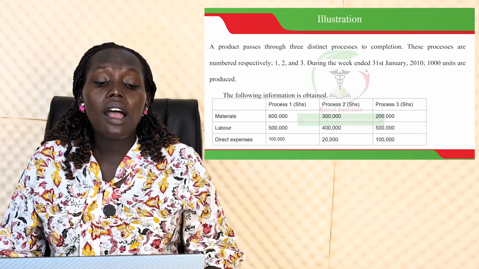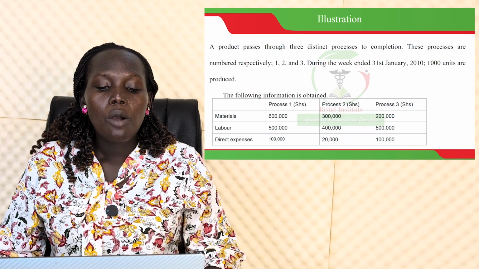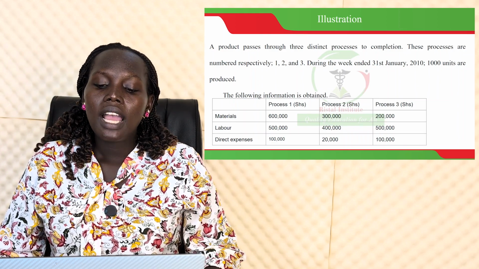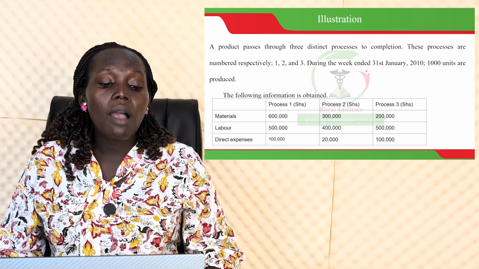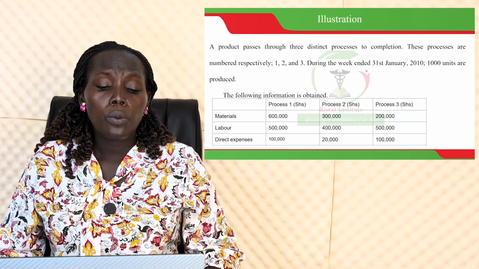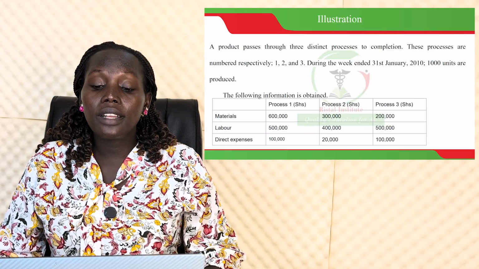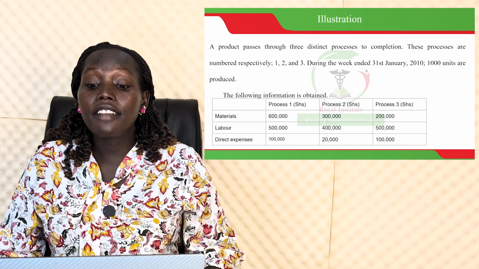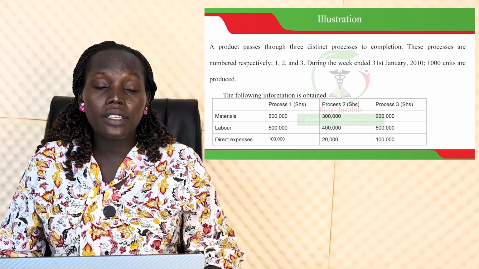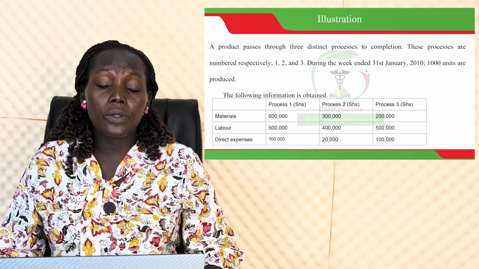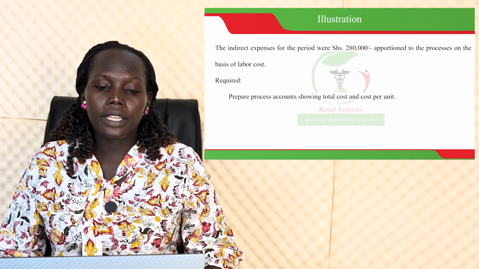The materials under process 1, we have 600,000, process 2, 300,000, and then process 3, we have 200,000. When we come to labor, in process 1 we have 500,000, process 2 we have 400,000, and then process 3 we have 500,000. Direct expenses, they are telling us in process 1 we had 100,000. In process 2, we have 20,000. In process 3, we have 100,000.